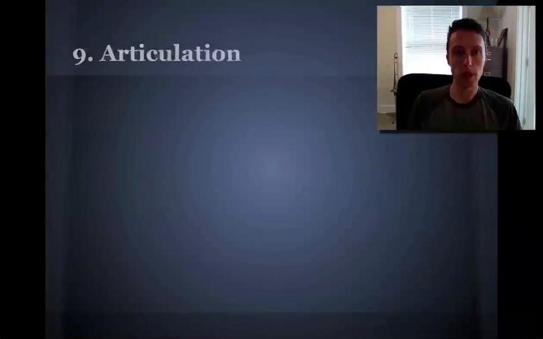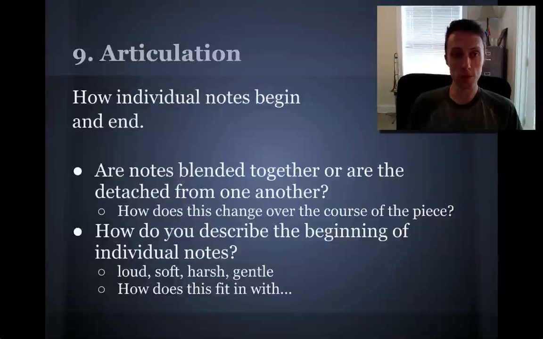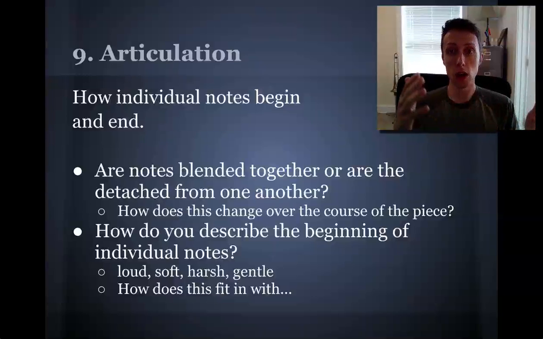All right, almost there. Number 9 is articulation. Articulation is very similar to the way that we think of articulation in speech. It's how individual notes begin and end, how articulate the musicians are playing or singing. So an easy way to think of that, I think, is if you're listening to a piece of music, do the notes blend together? So are they la, la, la, la, or are they maybe detached and there's a space in between there? La, la, la, la.